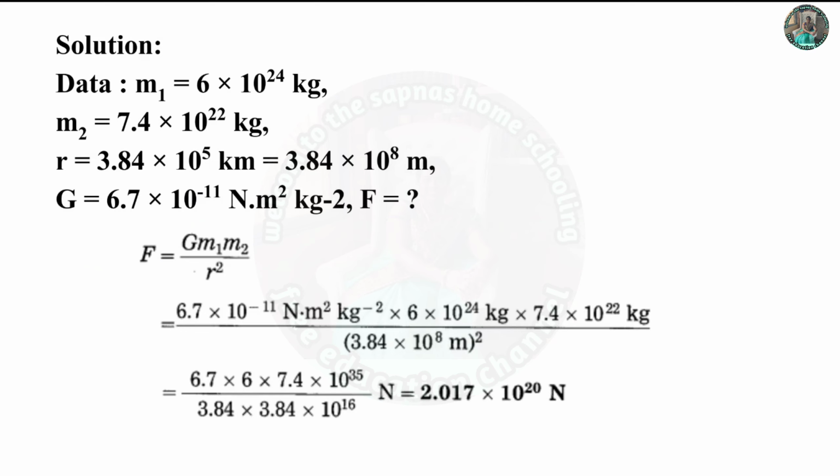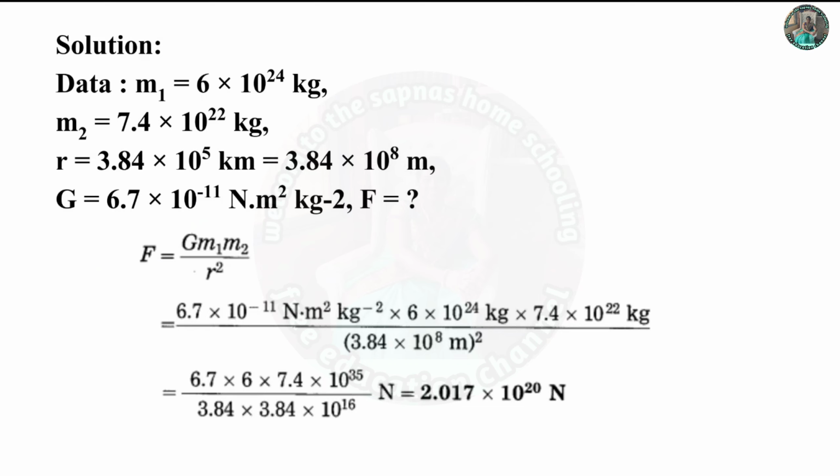Solution. Data: M1 is equal to 6 into 10 raised to 24 kg. M2 is equal to 7.4 into 10 raised to 22 kg. R is equal to 3.84 into 10 raised to 5 km, which is equal to 3.84 into 10 raised to 8 meter. G is equal to 6.7 into 10 raised to minus 11 Nm² per kg². F is equal to what?